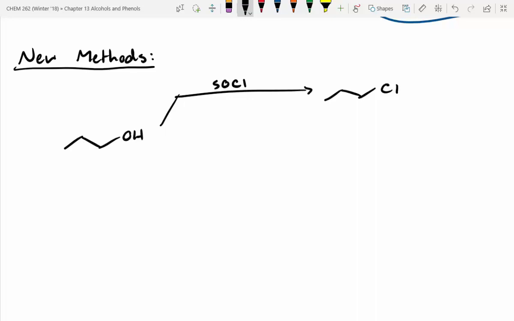And you use something called thionyl chloride, or SOCl2, and pyridine. And this swaps off your alcohol for chlorine, and I'll show you this mechanism shortly. The second one uses phosphorus tribromide, so PBr3, and we can use this to swap off with bromine.